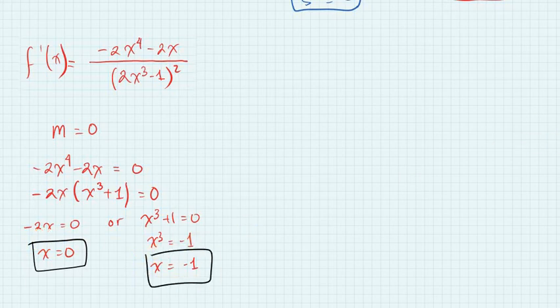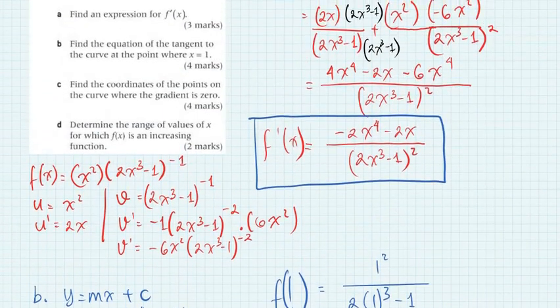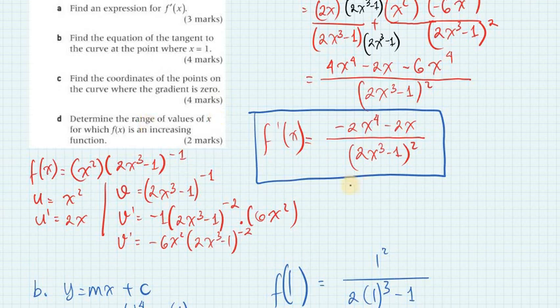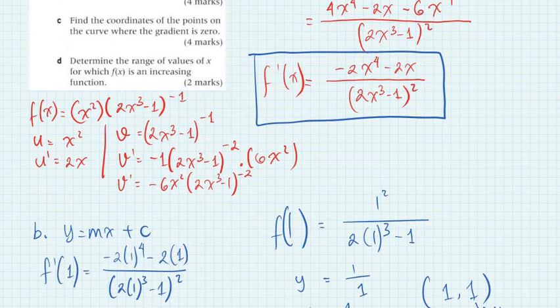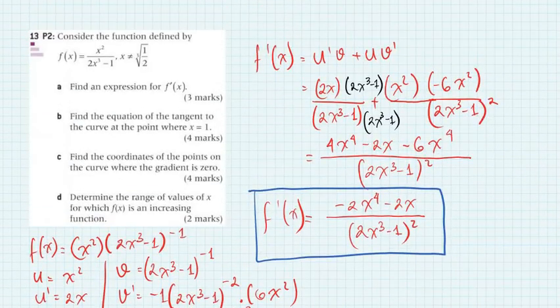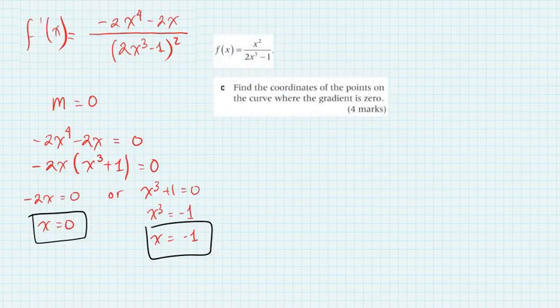Let's go back up. What's the question? Find the coordinates of the point. So we have to find the coordinates of the points. It's not only the x, we have to bring it back to the original equation. Wait a second, I will take the original equation down. Okay, find the coordinates of the points on the curve when the gradient is 0.